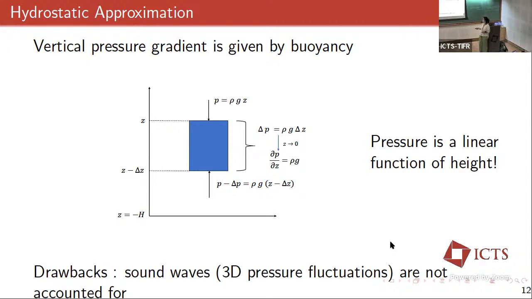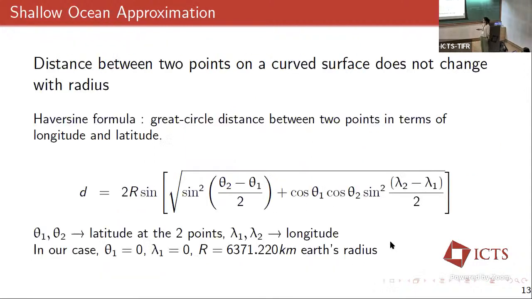So suppose you want to describe sound waves. It is not possible to do with the hydrostatic approximation, because you need 3-dimensional fluctuations to do that. So this is just a drawback. All the ocean models that I gave you examples of have both a hydrostatic and a non-hydrostatic part. But today I will not go into that. I will only talk about the hydrostatic part.